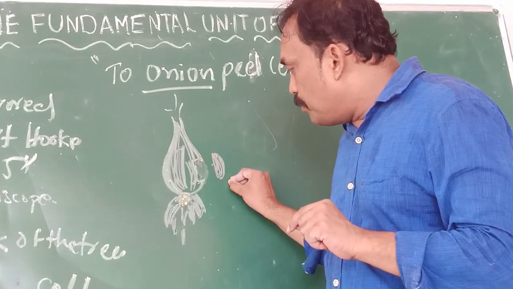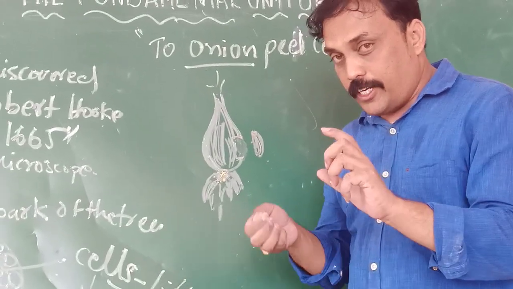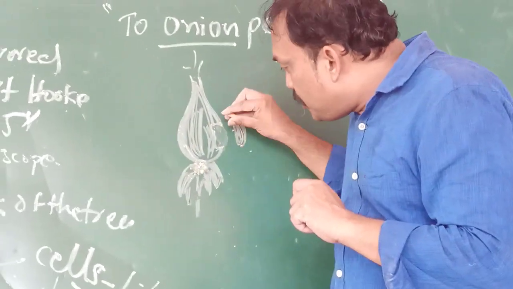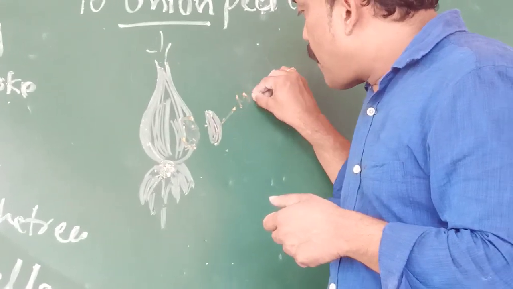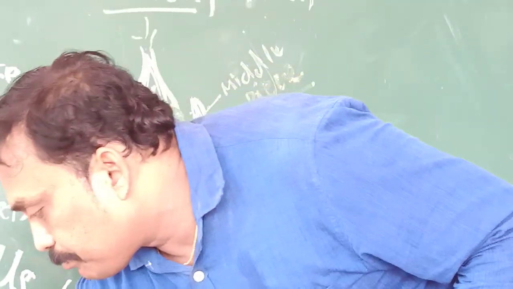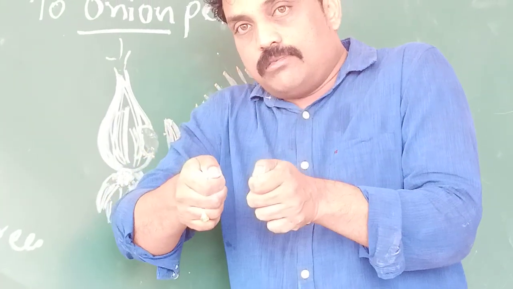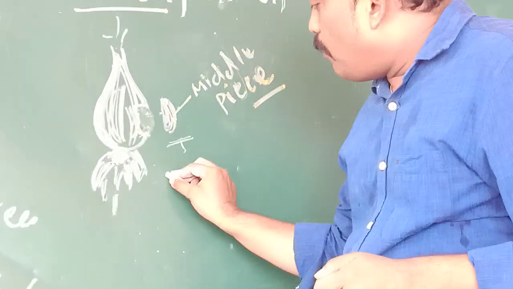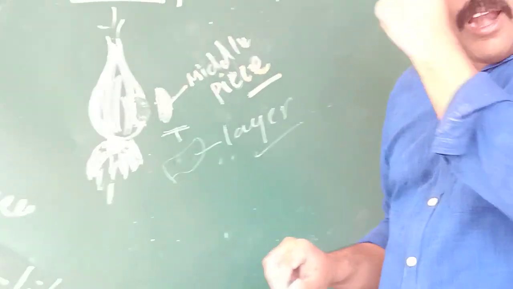Now, next, what do you have to do? First, we took one onion, large and fleshy. Second, we took a knife and cut the middle piece of the onion. Then keep this middle piece between your two hands and break it reversely. We will get a small, thin white layer.